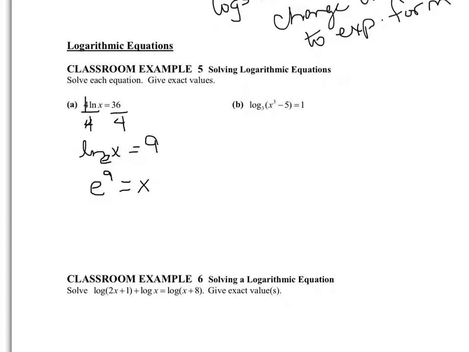And if I look at my instructions, it says give exact values. I'm done. e to the 9th is the exact number.